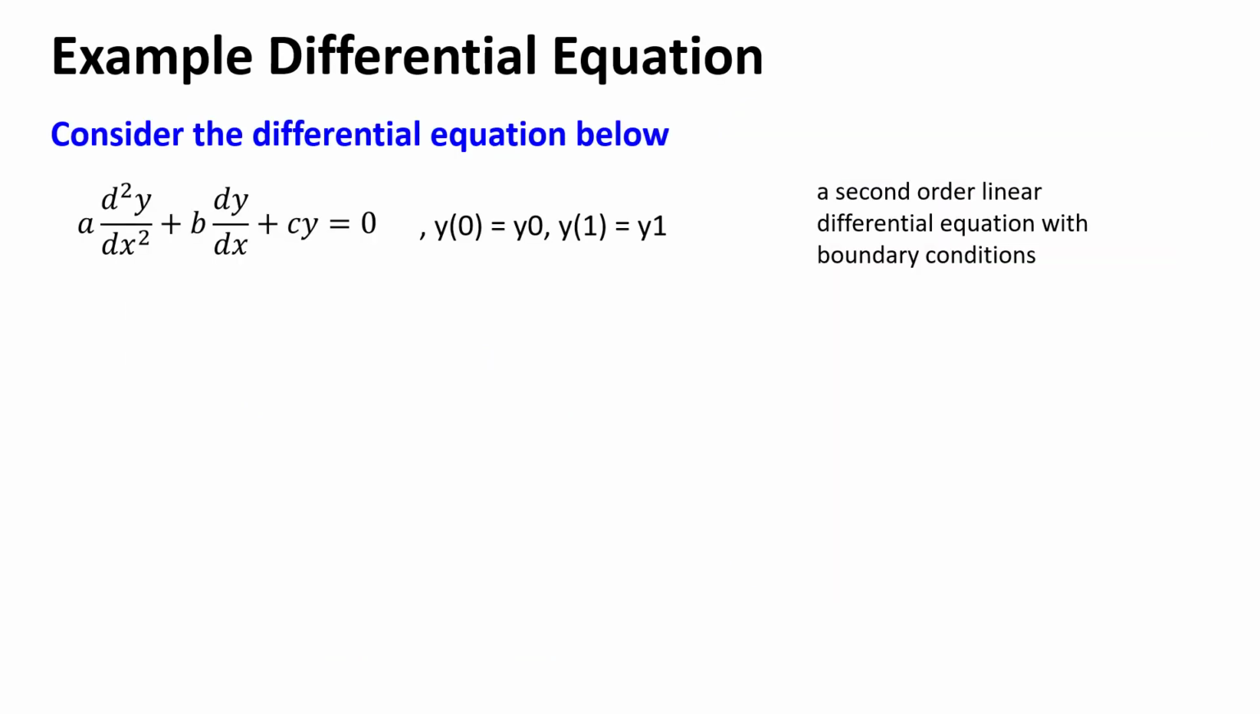But before we do that, let's spend a little more time on the idea of a differential equation. Here we have a second order differential equation given by a d²y/dx² + b dy/dx + cy = 0. And we have two boundary conditions that allow us to solve this differential equation uniquely, given by y(0) = y0 and y(1) = y1.